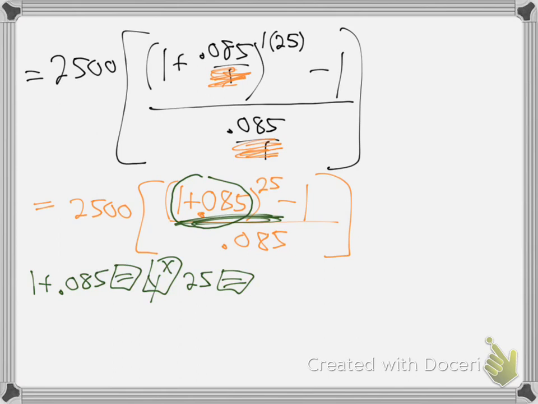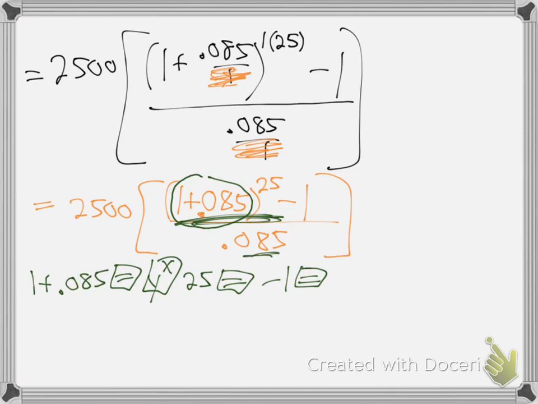1 plus 0.085. But you got to hit equals after every operation. If you miss the equals, it'll do something different that you don't want. So 1 plus 0.085 equals. To the power 25 equals. See, every time I just keep hitting equals. Minus 1 equals.